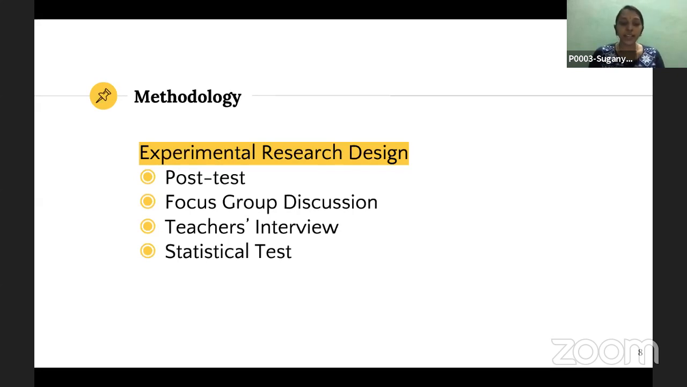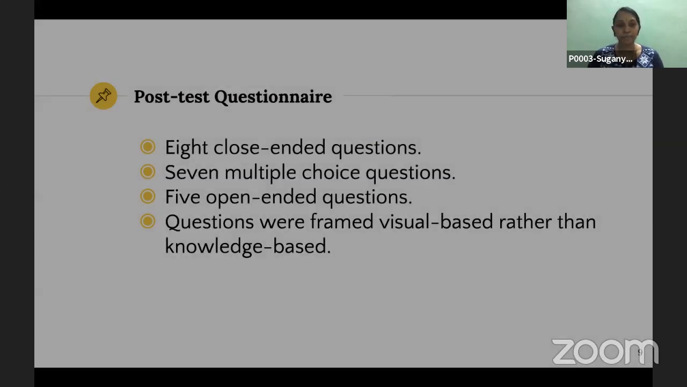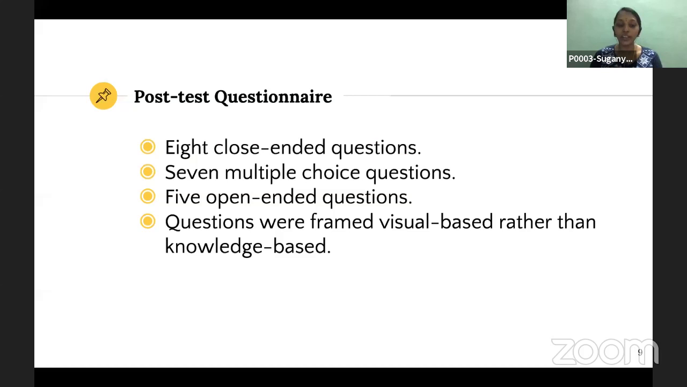Methodology. We adopted an experimental research design for the study, which involved a post-test, focus group discussion, teachers' interview, and a statistical test to find the association between AR exposure and students' performance. In order to understand what kind of effect AR has on student learning, a post-test questionnaire was developed. The questionnaire consisted of 8 close-ended yes or no questions, 7 multiple choice questions, and 5 open-ended questions. All the questions were framed visual-based rather than knowledge-based to check the maximum effectiveness of AR content.